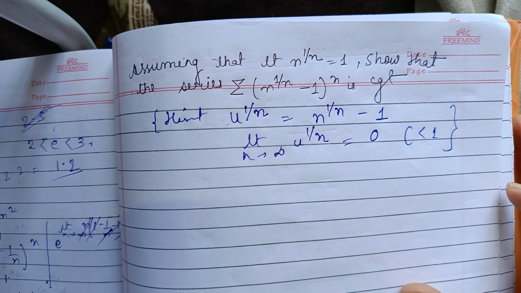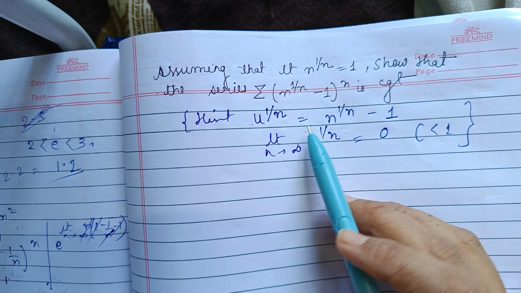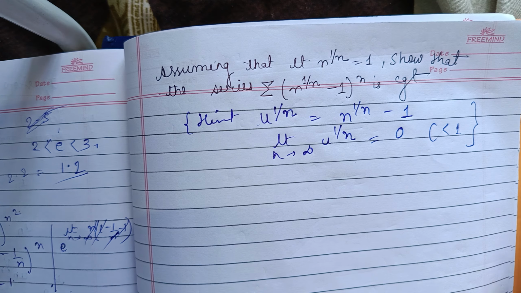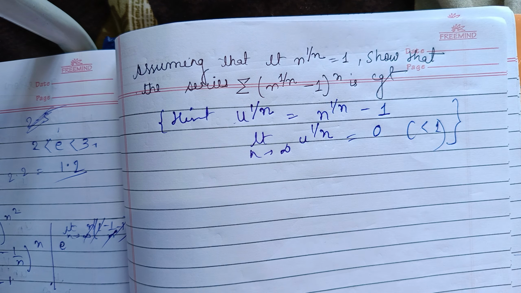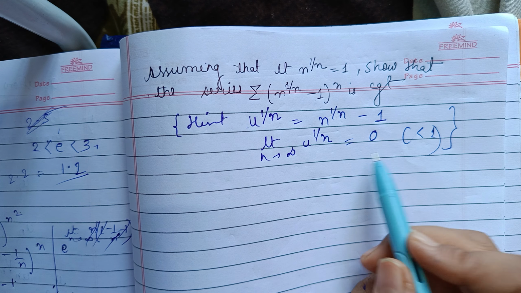Okay, just solve it. I'm giving you the hint that u to the power 1 upon n is equal to this, and then you have to solve this completely. Also, I'm telling you that this is going to be convergent. The answer will be 0 actually.